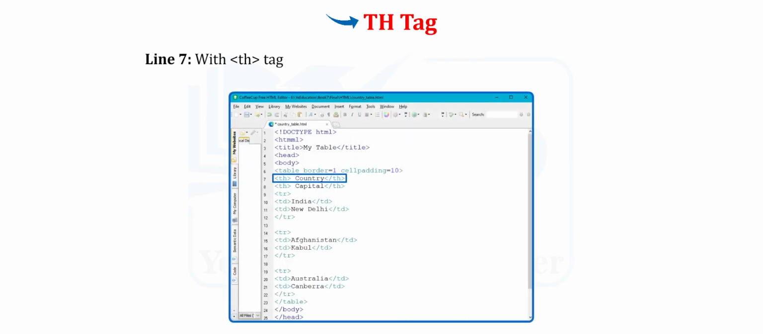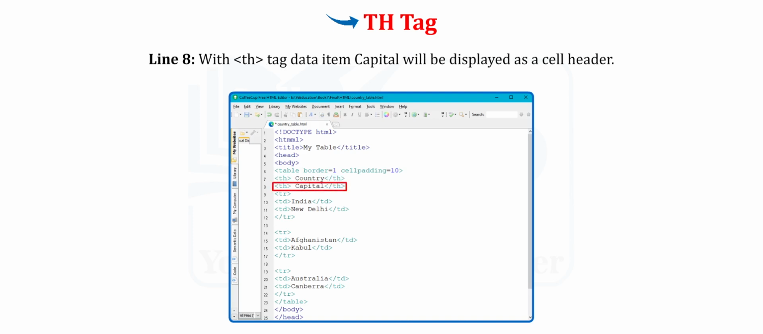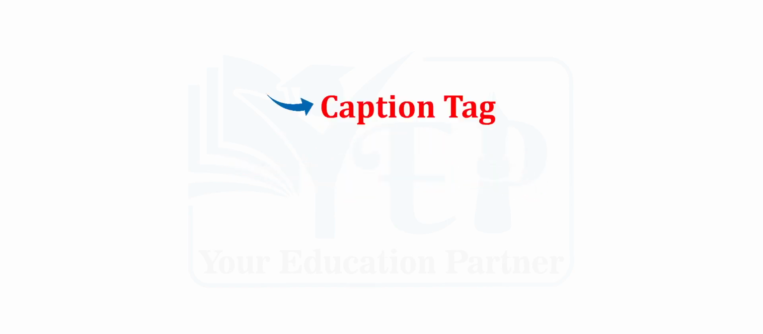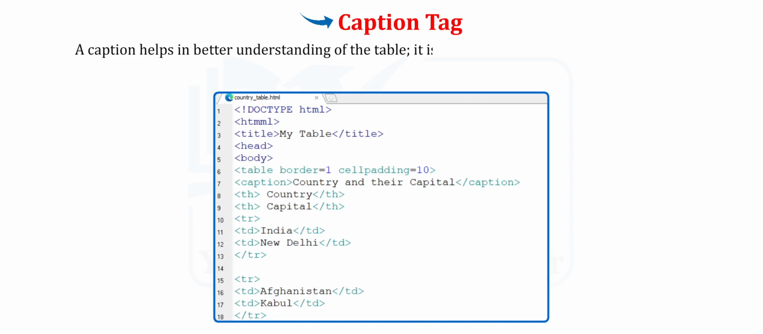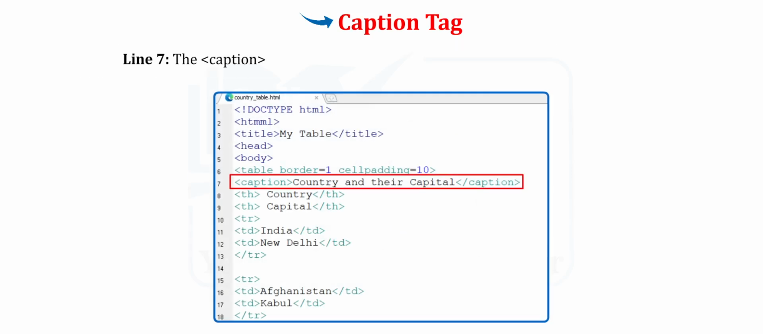Let's walk through the code. Line 7. With the th tag, the data item country will be displayed as a cell header. Line 8. With the th tag, the data item capital will be displayed as a cell header. Caption tag. The caption tag is used to specify a caption for the table. A caption helps in better understanding of the table. It is helpful in making the user understand what information a table holds. Line 7. The caption tag will add country and the capital as a table caption.